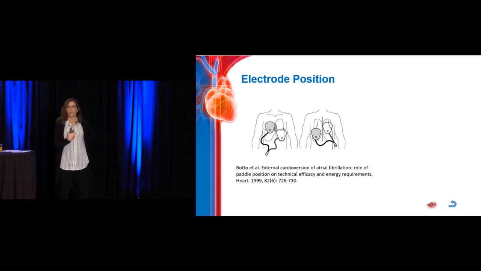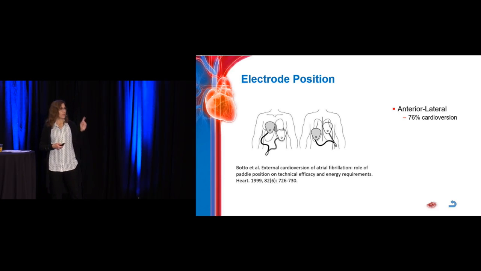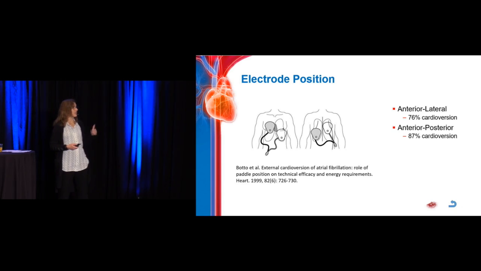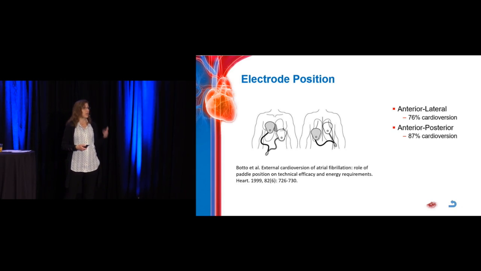Now, if your patient is really unstable and maybe really big and sweaty and you can't get that pad around the side, so be it, understandable. But if you can, try and put that pad back there. Pretty simple intervention. With first-time shock in the anterior lateral positioning, you have a 76% conversion rate for AFib, and just by moving that around, you go from 76 to 87% with that very, very simple intervention.